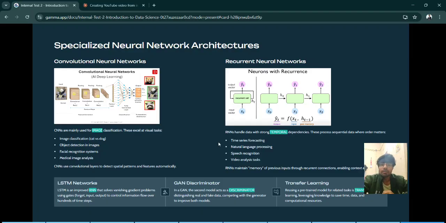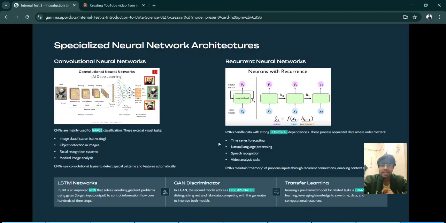LSTMs use special gates, forget gates, input gates, and output gates, to control information flow. This allows them to remember patterns over hundreds or even thousands of time steps. They are widely used for language models, machine translation, and complex time series also.